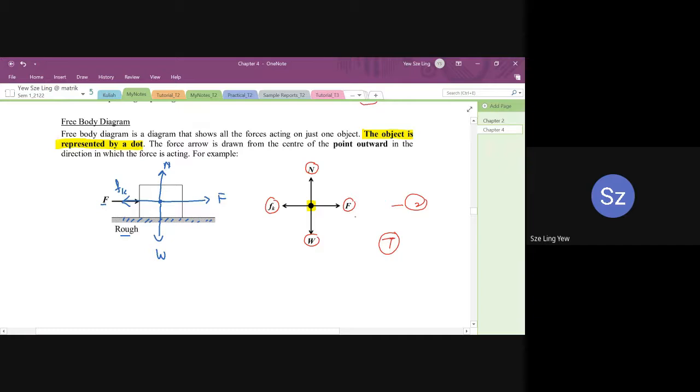Sometimes even if the questions didn't ask you to sketch a free body diagram, I would like my students to draw it because it helps you to see what is going on, what is happening. How many forces do you need to solve? What are the directions of the forces? Do you need to resolve them, or can you straight away calculate the total force? All those things you can see from the free body diagram, whether the question is a 1D question or a 2D question, whether you need to resolve the force or not. It's all in your free body diagram.